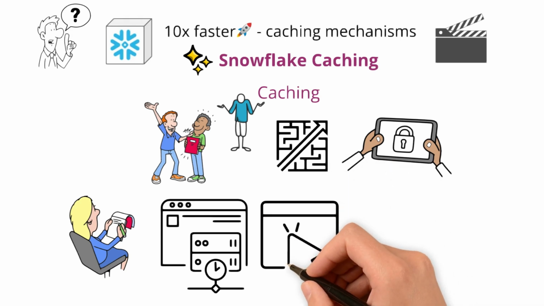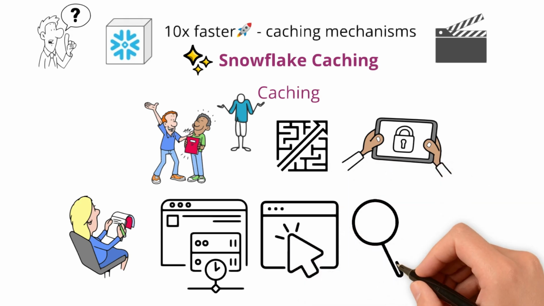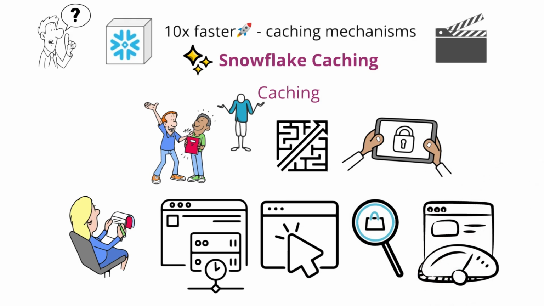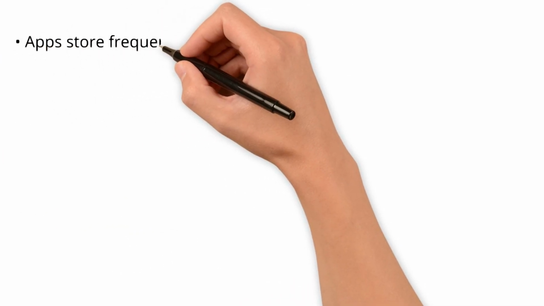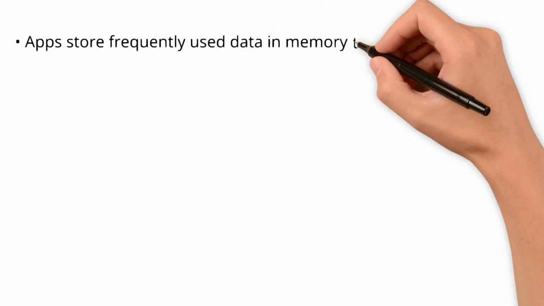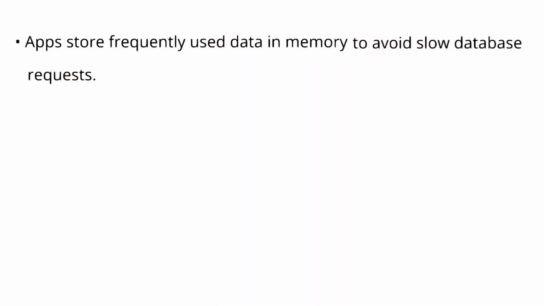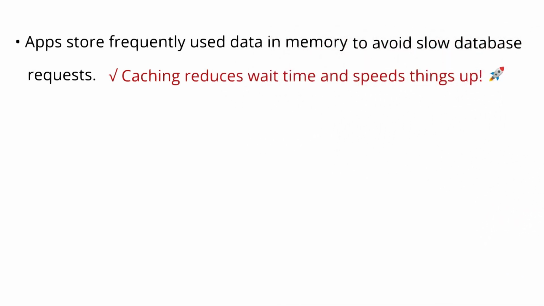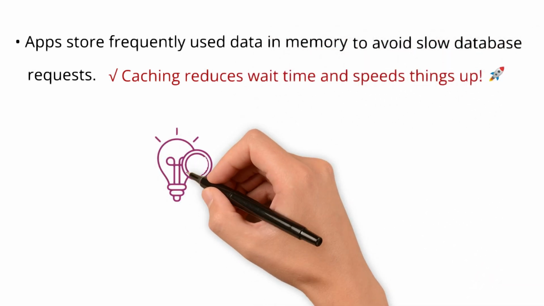When you visit a website, your browser saves parts of the details, like images, so it loads faster next time. Apps store frequently used data in memory to avoid slow database requests. So caching reduces wait time and speeds things up. Now you are clear on what caching is.